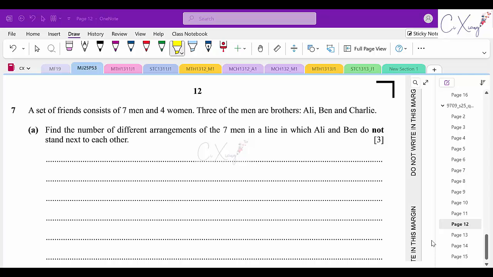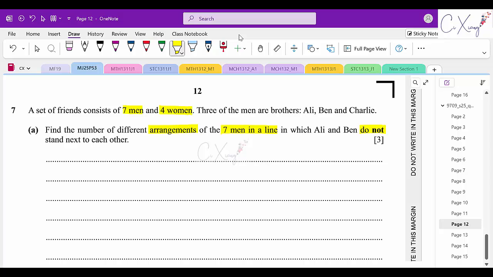Alright, so this is the last question for this paper, question number 7. We have a set of friends with 7 men and also 4 women. 3 of the men are brothers, Ali, Ben, and Charlie. Find the number of different arrangements. Highlight the keyword arrangement here. So this word tells you that it is a permutation where you might involve the factorial and also nPr in your calculation. So we're finding the number of different arrangements for the 7 men in a line. We only focus on the 7 men, where Ali and Ben do not stand next to each other.